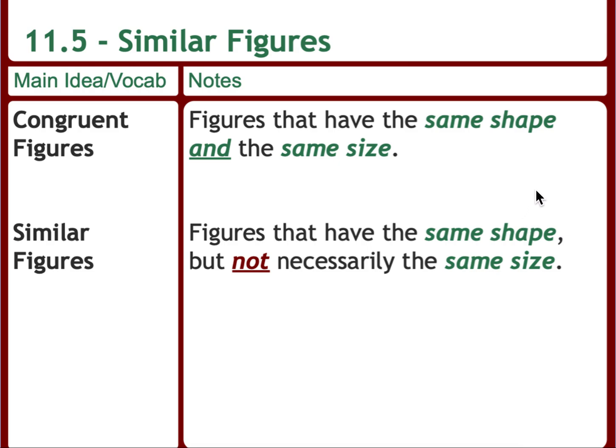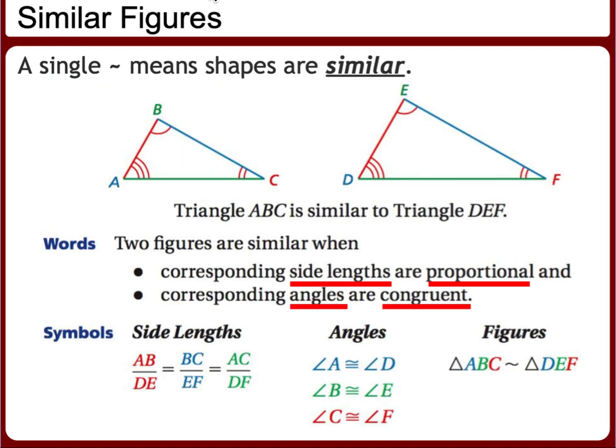Now similar figures have the same shape. So the same looking triangle or the same looking trapezoid, they look the same. However, they're not the same size. So one might be big, one might be small. And what we'll find with similar figures is, here's an example of two similar figures. Notice they are the same shape, but they are different sizes.